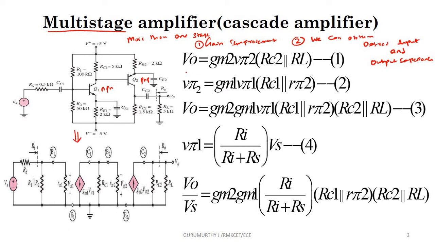So if you derive the voltage gain, V0 is equal to the current which is flowing. This is plus and this is minus. So gm2 V pi 2 is the current, and the resistance is RC2 parallel RC1. If you want to know what V pi 2 is, it is the voltage across R pi 2. So what is the voltage across R pi 2? It is gm1 V pi 1 into RC1 parallel with R pi 2. So this is V pi 2.